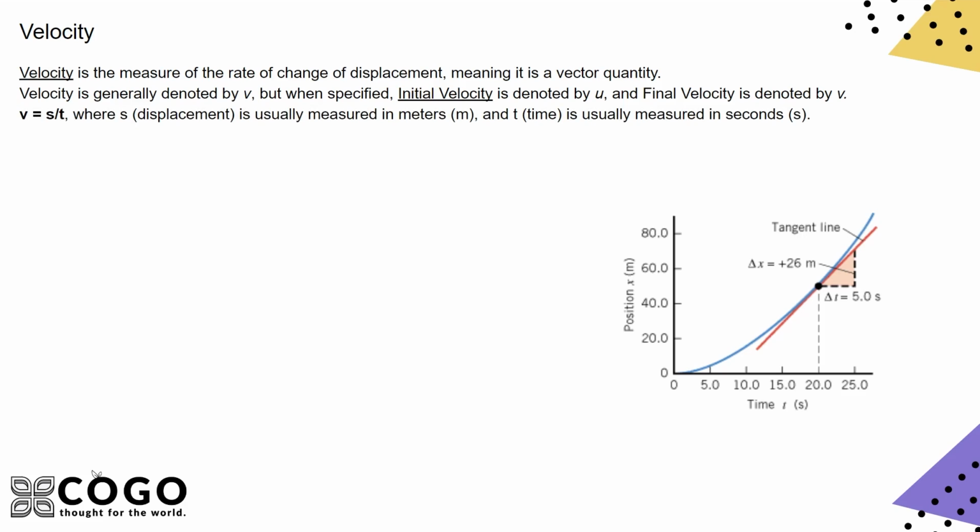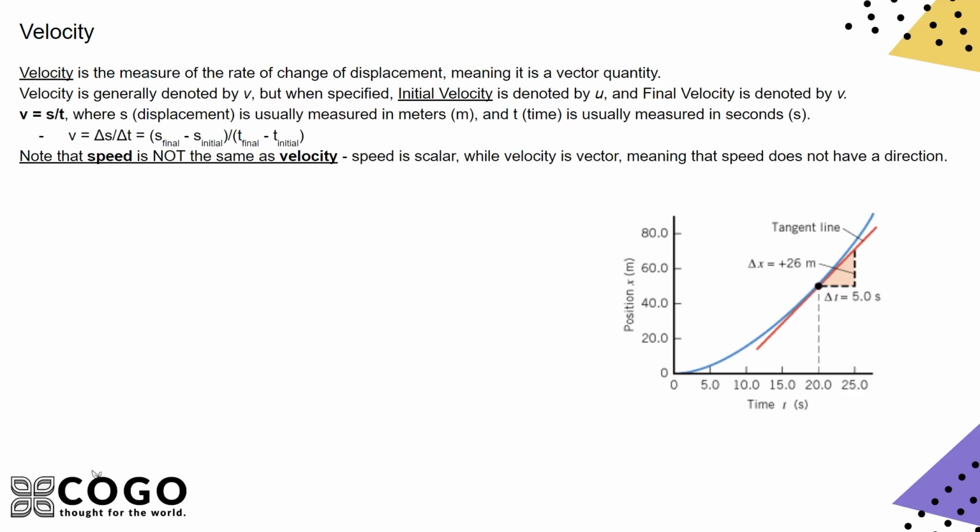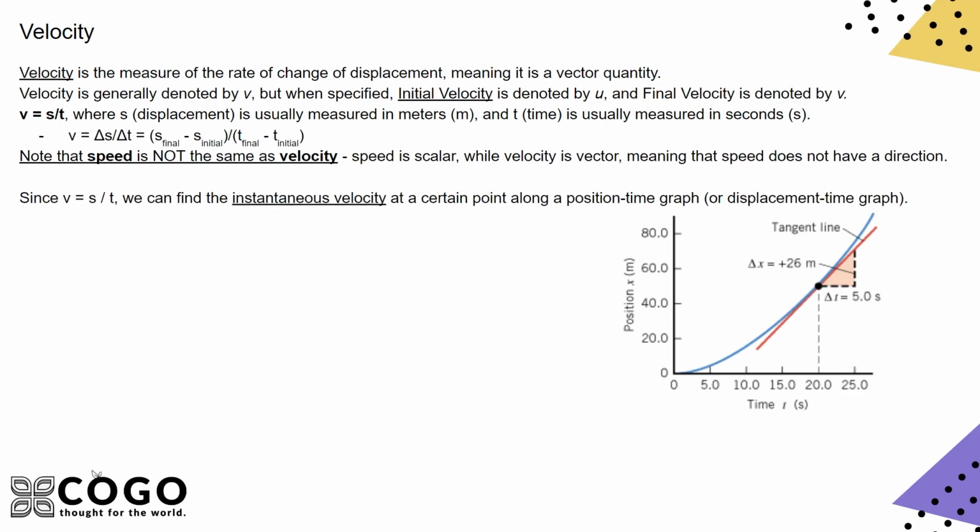However, kilometers per hour is also quite common, and it is important to know how to convert between these two units. The following formula is an expansion of the v = s/t formula from above. It is important to note that speed is not the same as velocity. Speed is scalar while velocity is a vector, meaning that speed does not have a direction while velocity does.